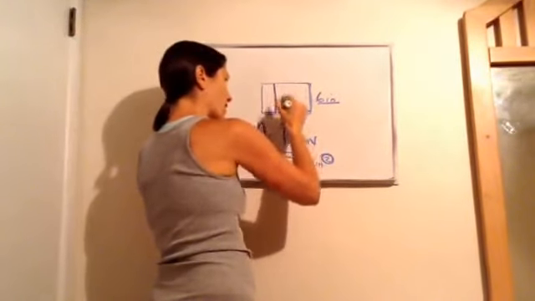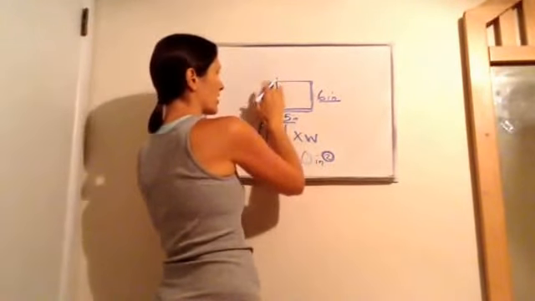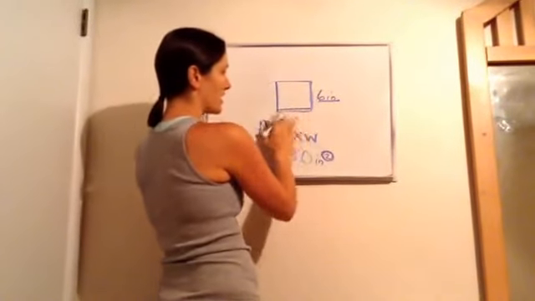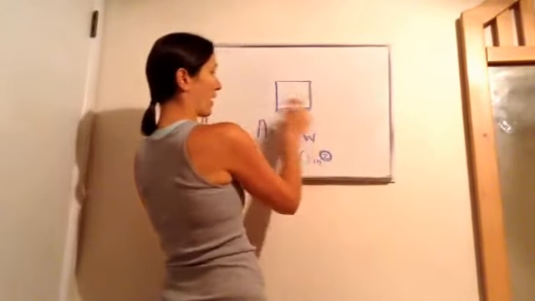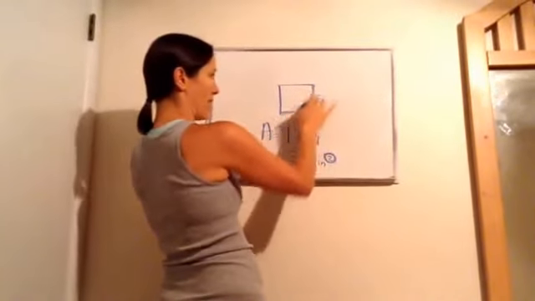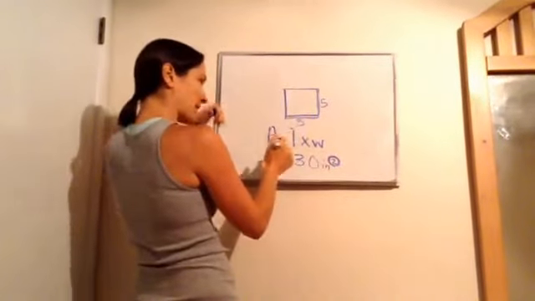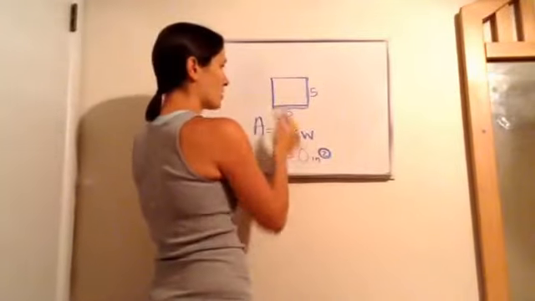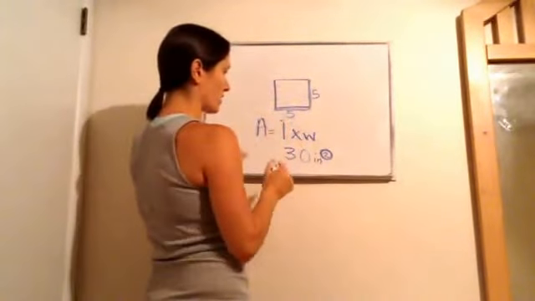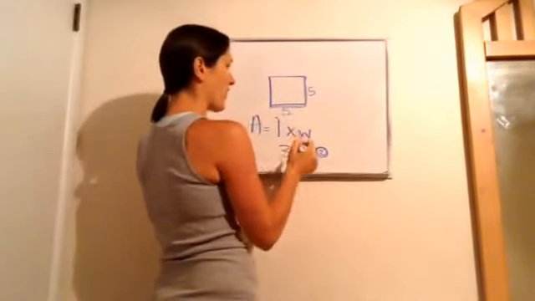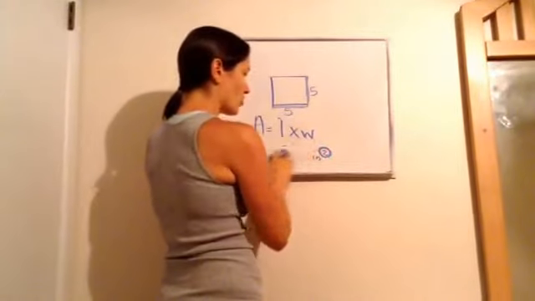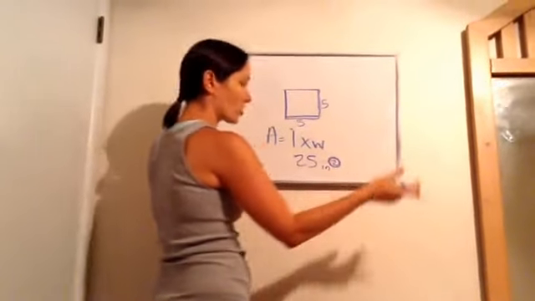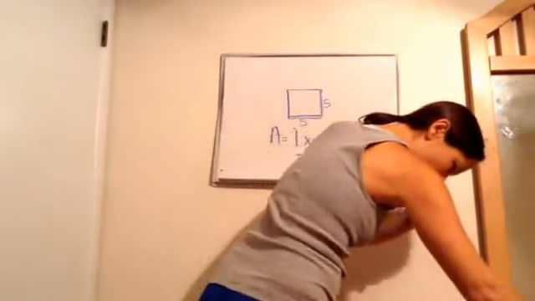The area of a square is pretty much length times width, but because a square has all the same amounts, 5, 5, 5, 5, you would basically say side times side, which is the same thing as length times width. Just the length is going to be the same as the width. So this would be 5 times 5, 5 inches times 5 inches, which would be 25 inches squared. Okay? Hopefully you remember that.